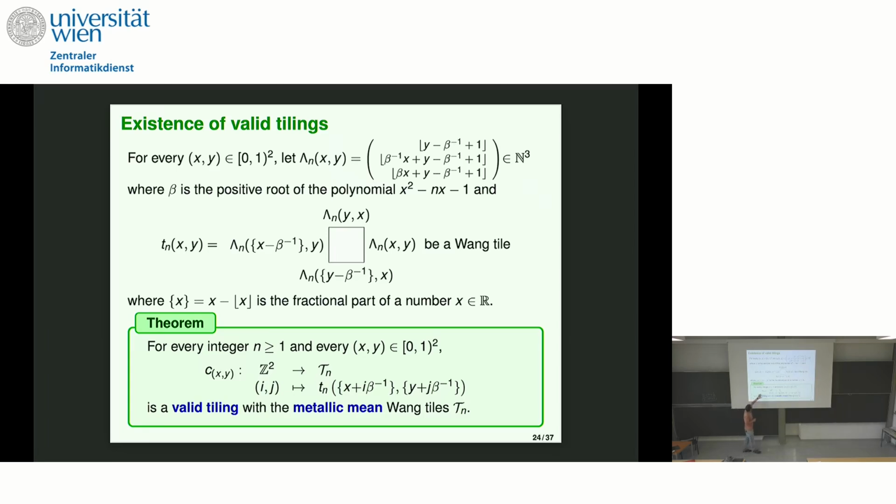And what you can show is that if at position ij, you put the tile Tn, where you rotate by beta, horizontally and vertically, by beta or by beta minus 1 is the same, right? Because mod 1 is the same. So I could remove the beta minus 1. But this is a valid tiling with the metallic Wang tiles Tn. In fact, the image of Tn, small Tn, is Tn. So that's another description of this set. But here, this is only the tiles, not the extended set.